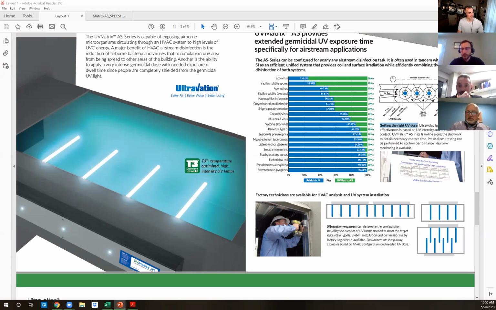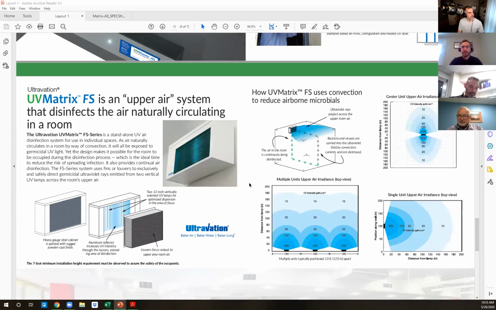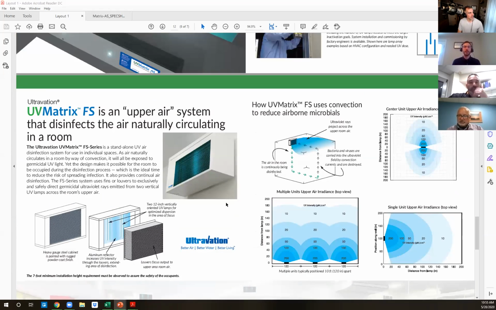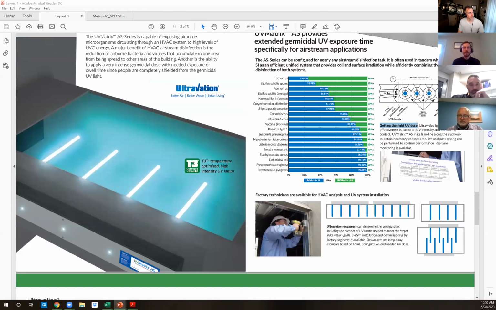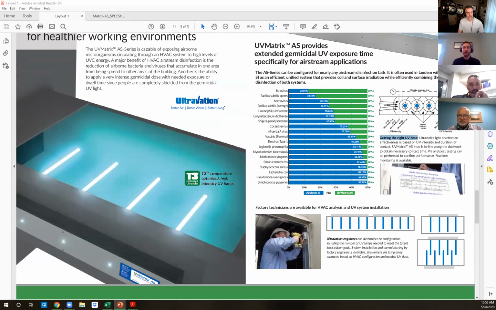I think another benefit to this as well, I know this is a terrible situation, but you look at that chart and you see all the other things that we can disinfect for as well. So I think bottom line is we can make a healthier facility by treating coils and airstream, whether it's for the ecovirus or some of those other viruses and bacteria as well.